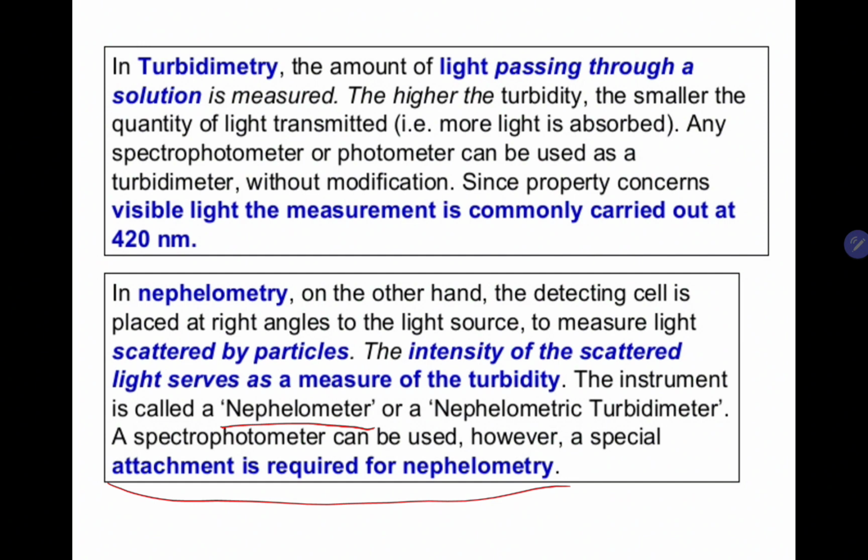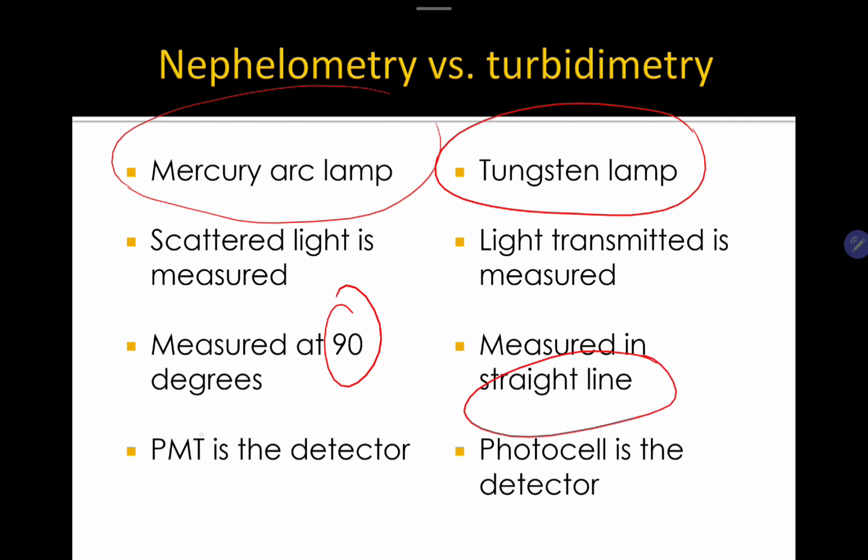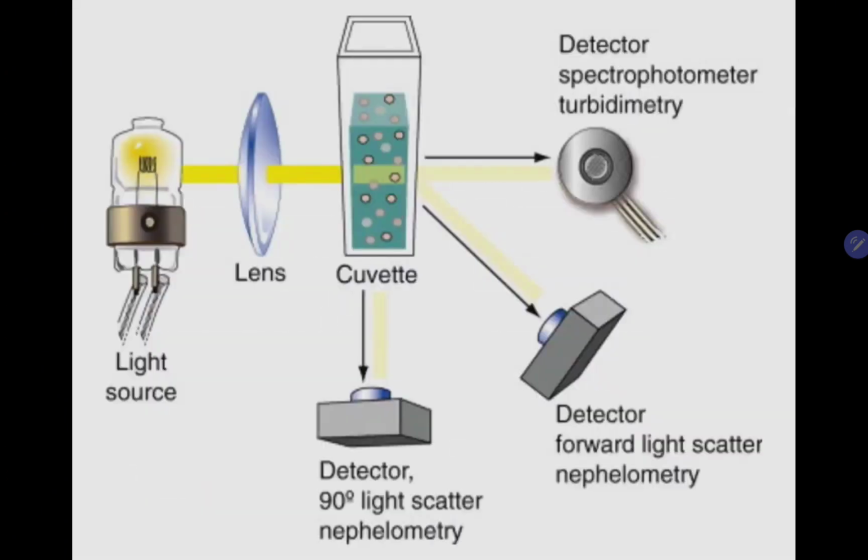So we have some more differences between the two. First, the type of light source that they use. Remember, nephelometry uses a mercury arc lamp. Turbidimetry uses a tungsten lamp, which is very common in our spectrophotometers. In nephelometry, scattered light is measured. In turbidimetry, transmitted light is measured. The measurement happens at 90 degrees, while this one is measured in a straight line. We have a photomultiplier tube as the detector here, and a photocell as the detector there. So that is the difference between the two.